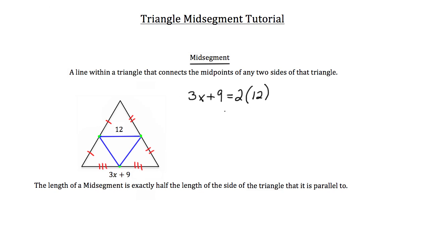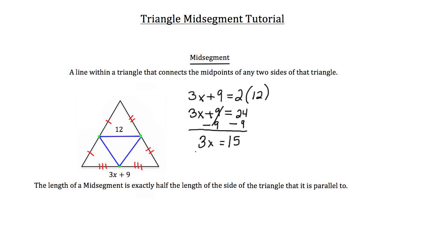So we can solve for x in this case. Let's begin by distributing the 2 through the parentheses set on the right. So on the left-hand side of the equation, we still have 3x plus 9. On the right, we have 2 times 12, which is 24. We want to get x alone, so let's subtract 9 from both sides of the equation. On the left-hand side, the 9's are going to cancel out, and we're going to have 3x. On the right-hand side of the equation, we'll have 24 minus 9, which is 15.